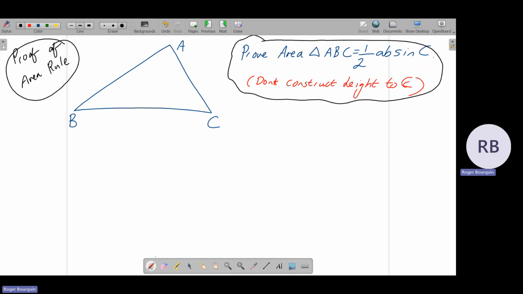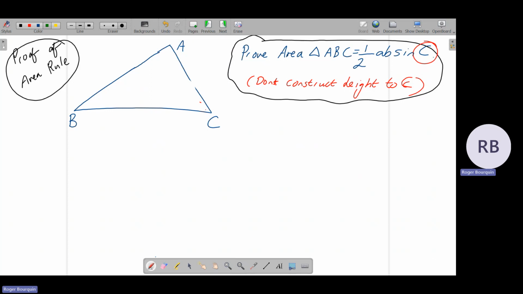Area is equal to a half ab sine C. So in this case, the vertex in the formula is the letter C. So I'm going to have to construct a perpendicular height, but it must not be to C. So I could not do this perpendicular height over here. That will not work for this particular proof. But I can construct it to any other vertex, in other words, to A or to B. So the easiest perpendicular height to construct is going to be to A.